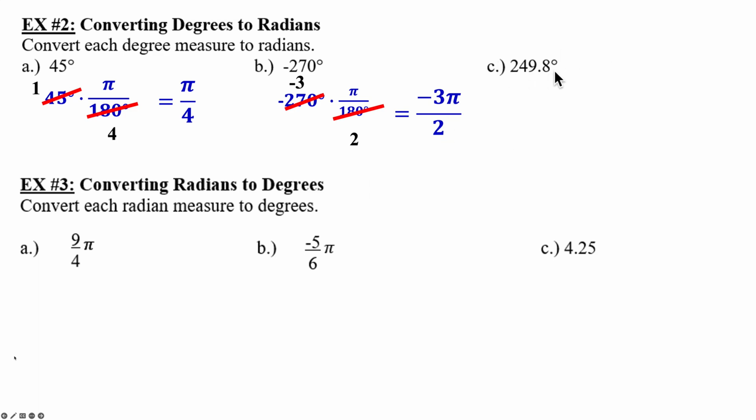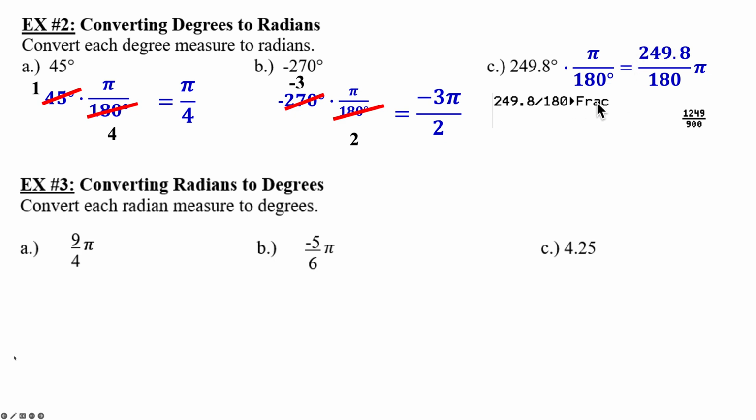If we come across an ugly decimal like this, still multiply by pi over 180, but we're not going to attempt to simplify this crazy decimal with our 180. We're going to let the calculator do all the work. So I would type it in as 249.8 divided by 180. Notice that the pi symbol is not part of my calculator entry. All I'm doing is simplifying this fraction.